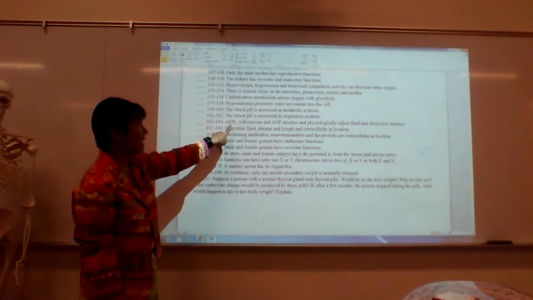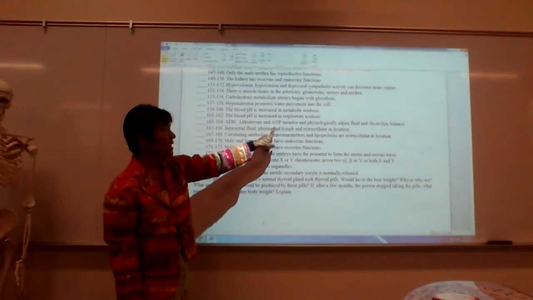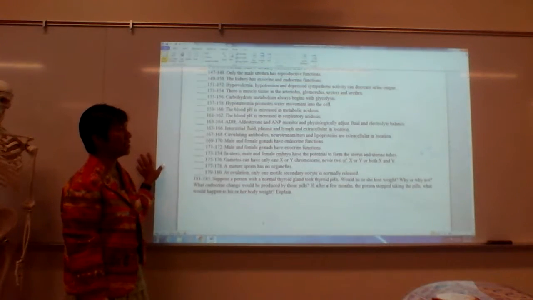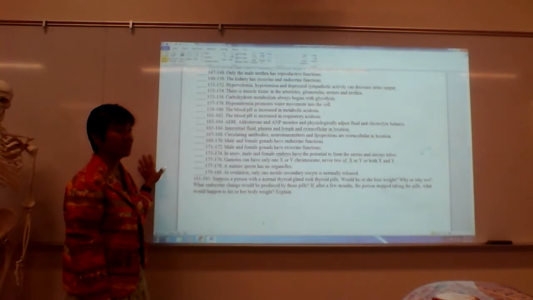Here, ADH, aldosterone, and ANP monitor and physiologically adjust fluid and electrolyte balance. That's atrial natriuretic peptide. So it's getting rid of sodium, which is, what's sodium? It's an electrolyte. So what's this? That's true.